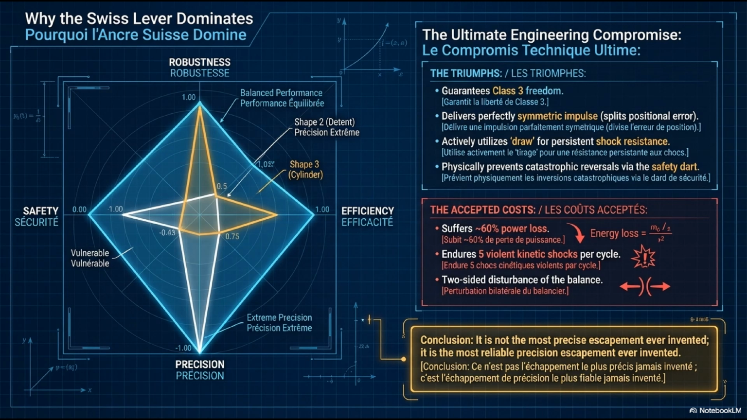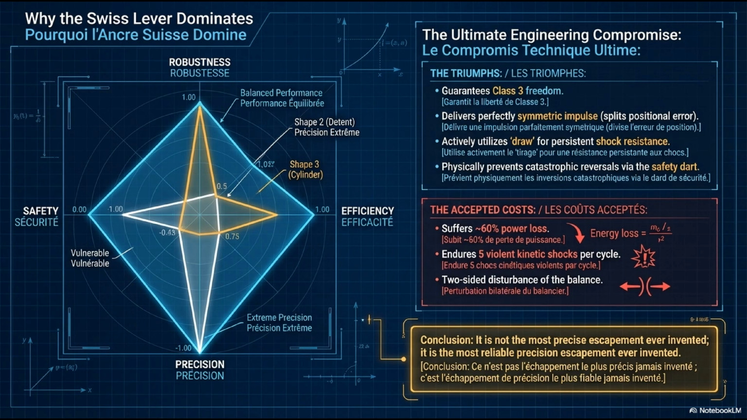Now look at the Swiss lever, the blue quadrilateral. Not maximum on any single axis, but balanced across all 4. Solid precision. High robustness. Good safety. Moderate efficiency. A stable, balanced shape. The Triumphs panel on the right makes the case explicitly. The Swiss lever guarantees class 3 freedom. The balance is completely isolated during the supplementary arc.